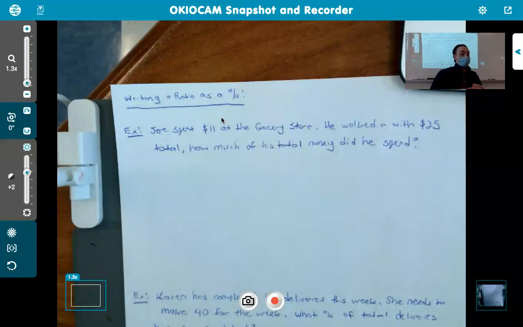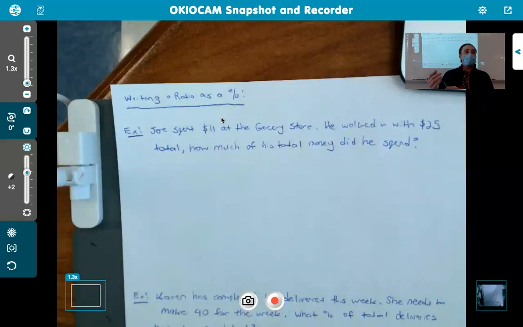Right? We're going to take this situation, take the numbers that they give us, all the information, and apply that to some things that we've learned before, whether it was using a ratio, or converting denominators to get to 100 and finding a percent that way. Whatever is easiest for us to do. All right. And I'll show it both ways so we're all on the same page. But the first situation, Joe spent $11 at the grocery store. He walked in with 25. How much of his total money did he spend?